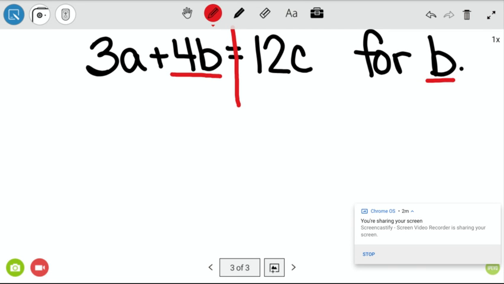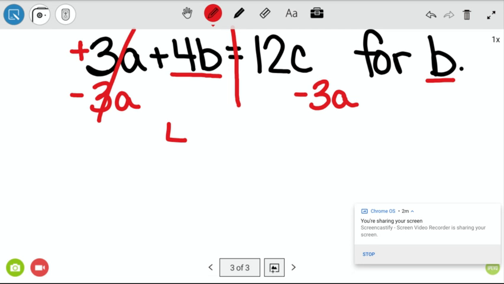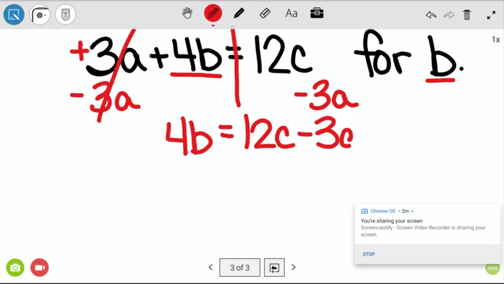Now, we got to get rid of this 3a. This is a positive 3a because it's listed first. So to move it to the other side, we're going to subtract 3a. Now, we can't subtract it from c, so I recommend making your own little column there. And we get 4b equals 12c minus 3a. We cannot put those together because they don't have the same variable. They're not like terms.